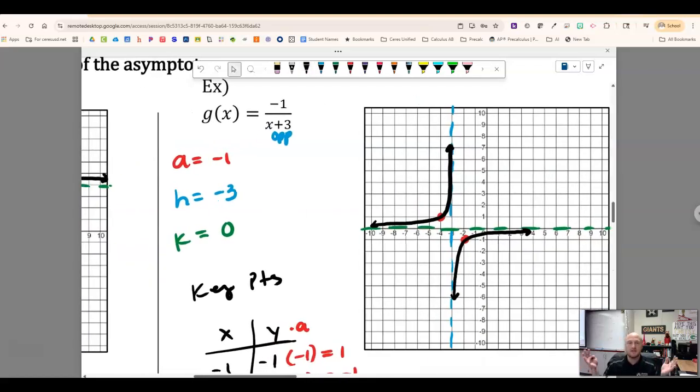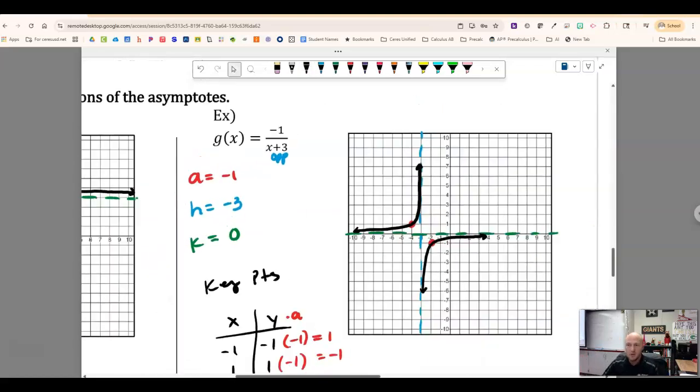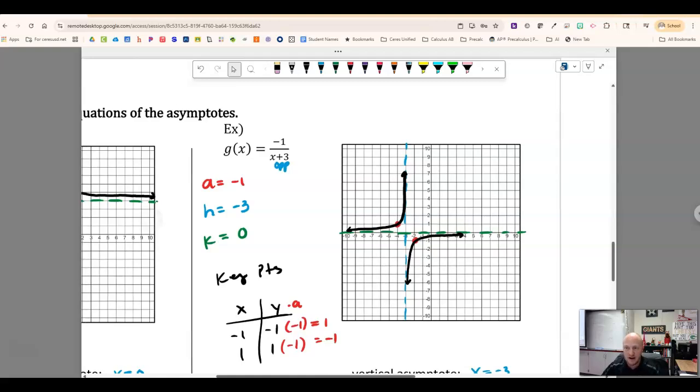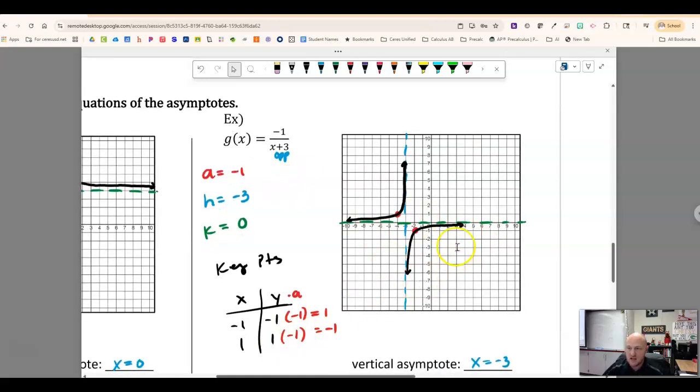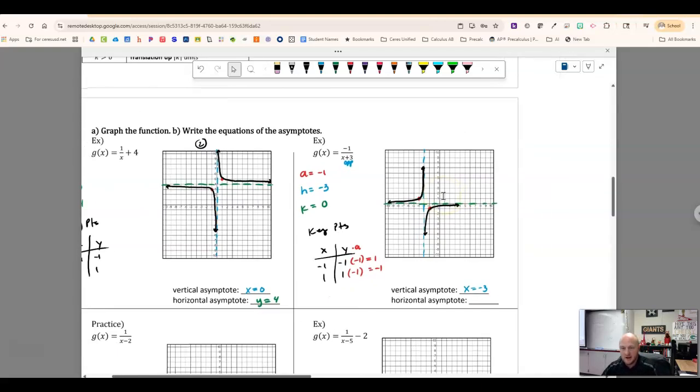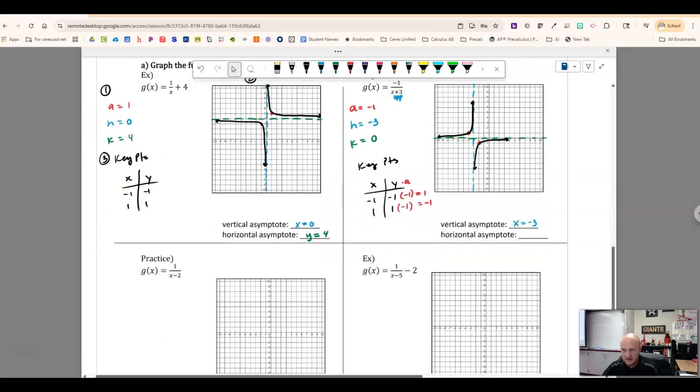Voila, there is your transformed rational function. Pretty easy. Identify H and K, graph those asymptotes, and then graph that key point: -1, -1, +1, +1. But if you have an A value, you have to multiply by it. All right, so there's those two examples.